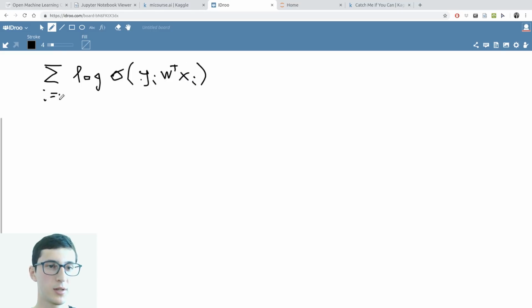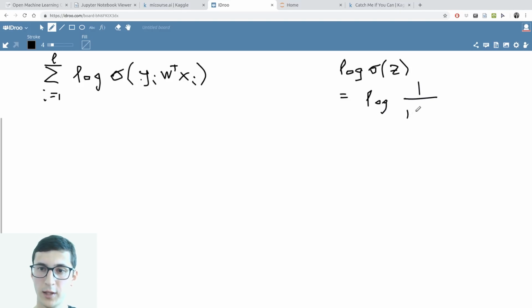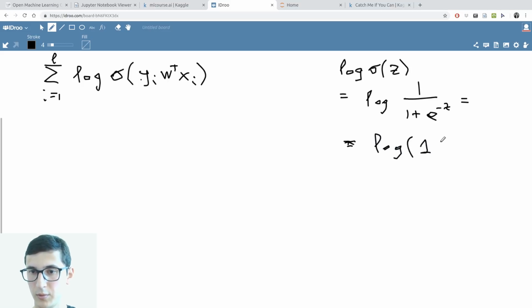And this is a really big sum from 1 to the length of our dataset. So we'll be maximizing this by w, and the final step is only to simplify the expression logarithm of sigmoid of some function. So it's going to be logarithm of 1 over 1 plus e to the power of minus z, and so on and so on. So it's going to be logarithm of 1 plus e to the minus of z.